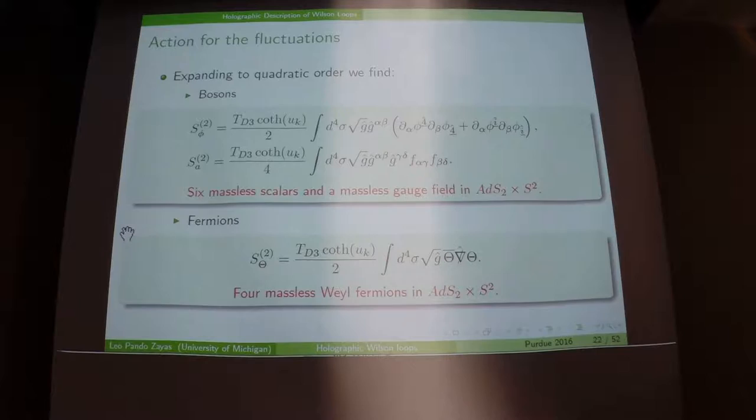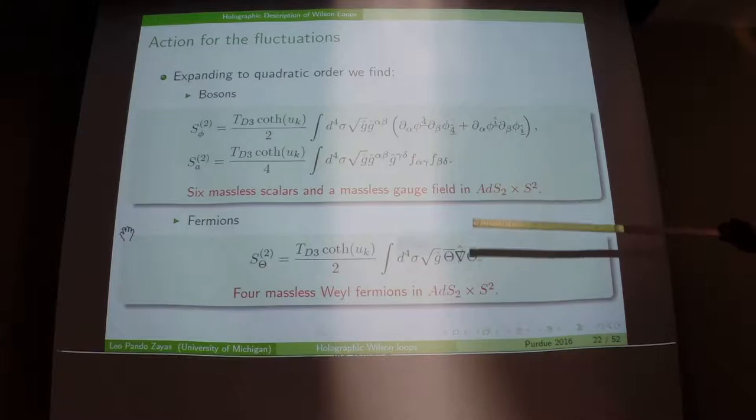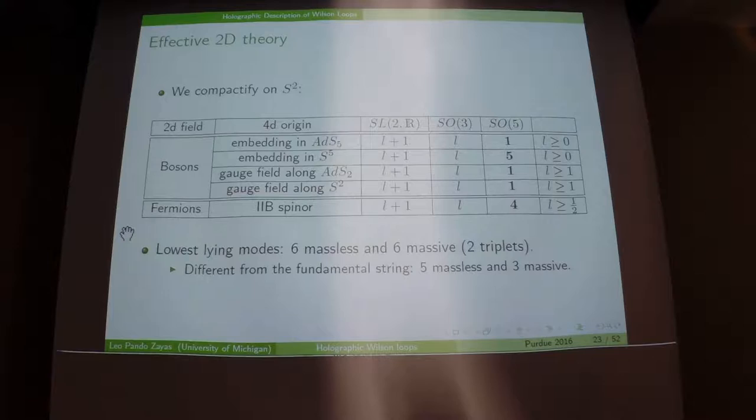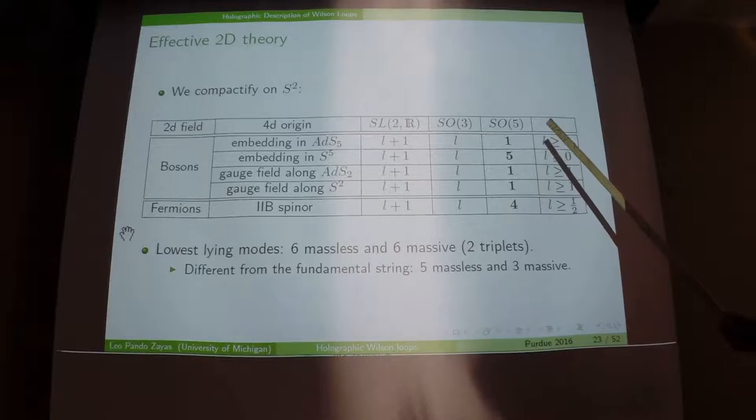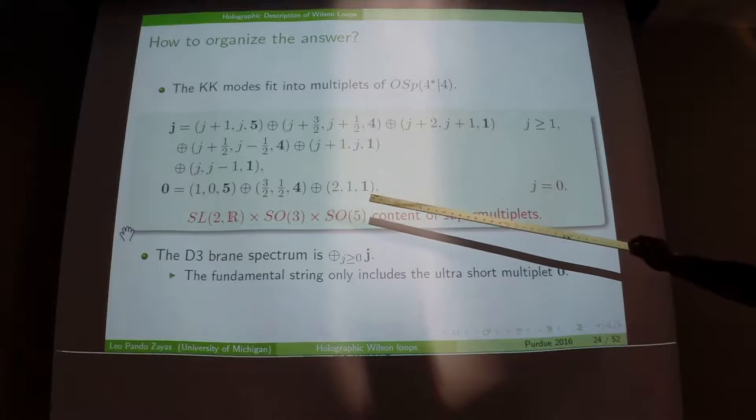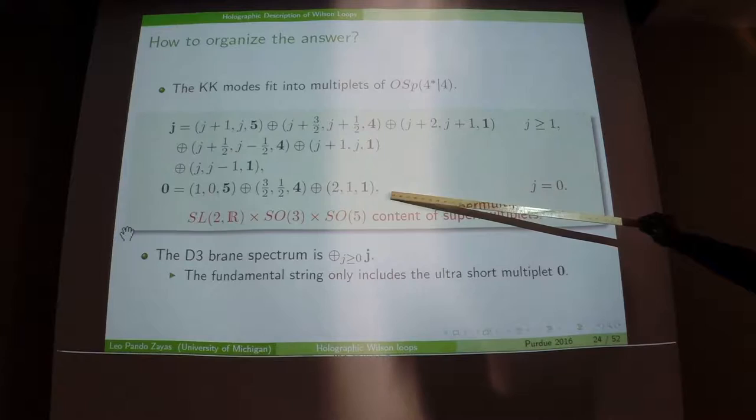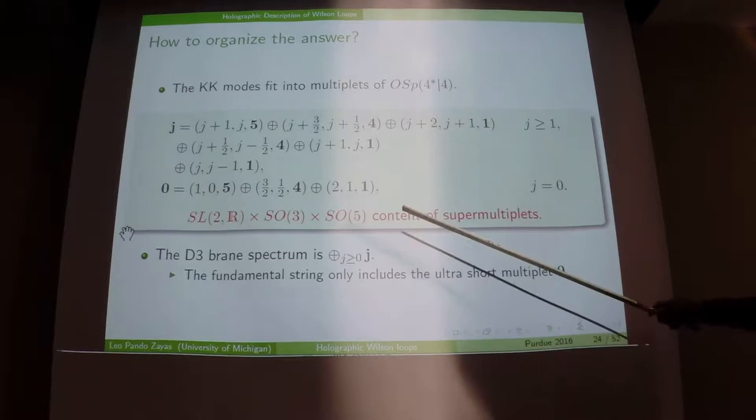At the time that I did this computation, I'll make comments at the end, but this is the spectrum of fluctuations. I don't want to give too many details, but it is nice that you can make sure that they have the right quantum numbers to be in the multiplets of SU(2,2|4), sorry, OSp. Here the multiplets are written very explicitly. The string in the fundamental representation is this multiplet, the ultrashort. You saw there were five massless scalars, then three massive, and then the fermions.